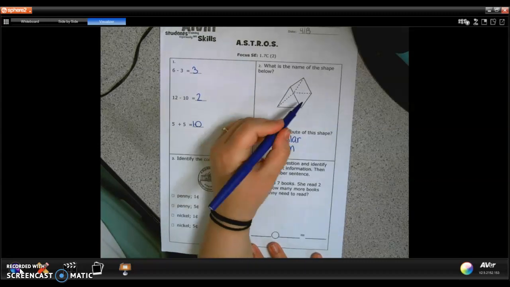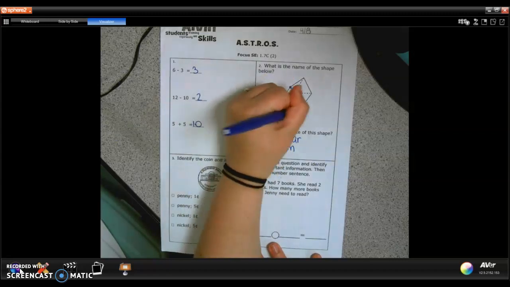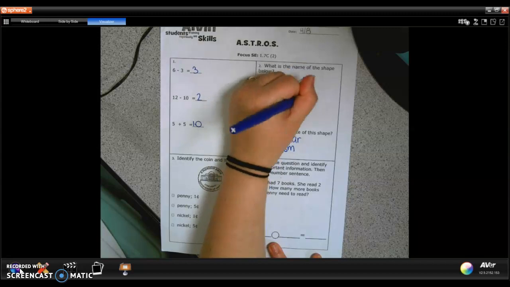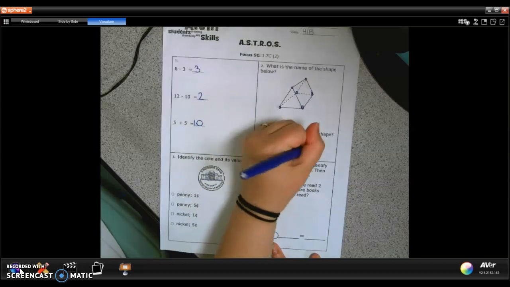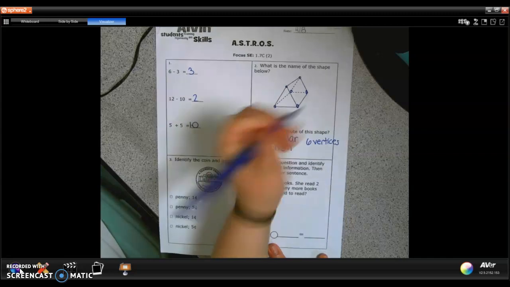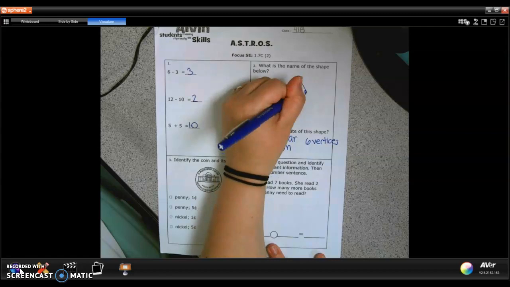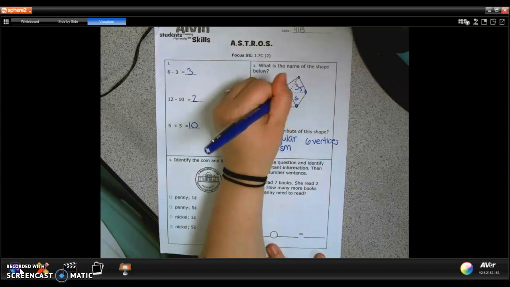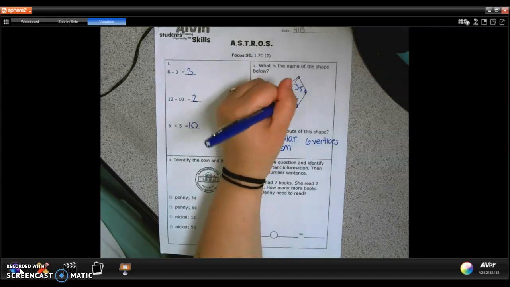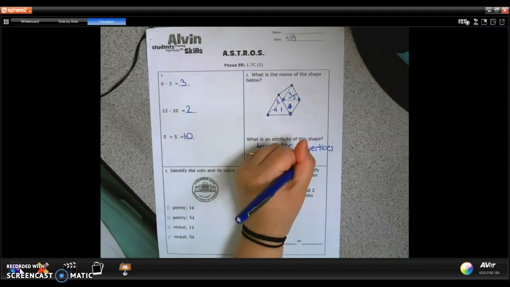And an attribute of a triangular prism is it has 1, 2, 3, 4, 5, 6 vertices. There are more answers than this. You don't have to just do 6 vertices. You could have 1, 2, 3, 4, or sorry, 5 faces. You can do 5 faces.